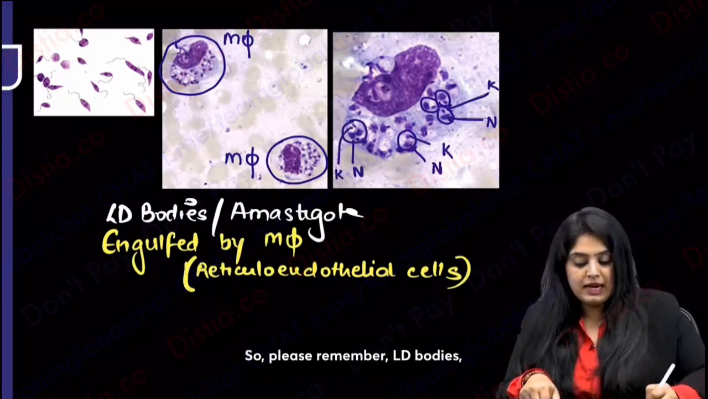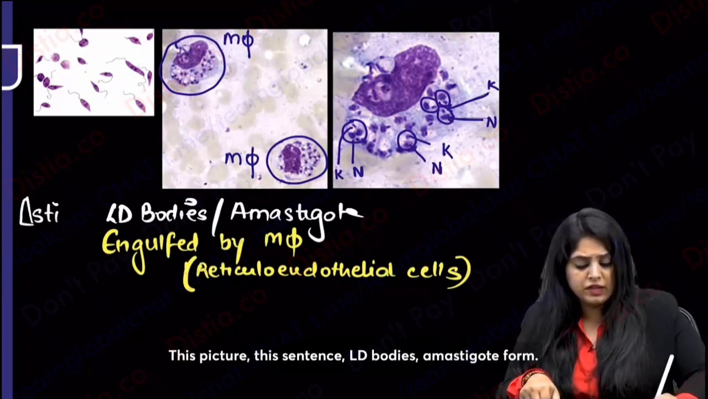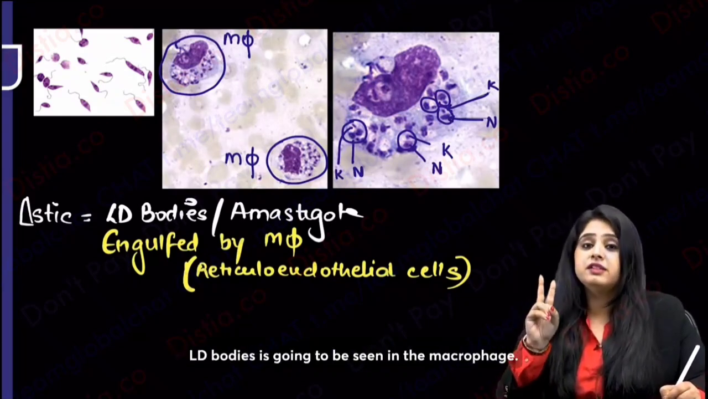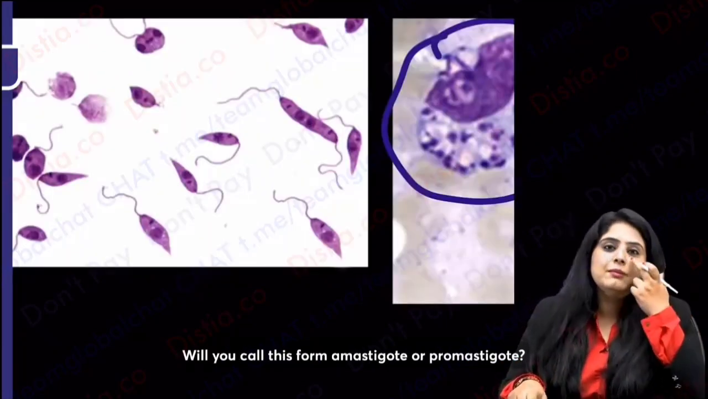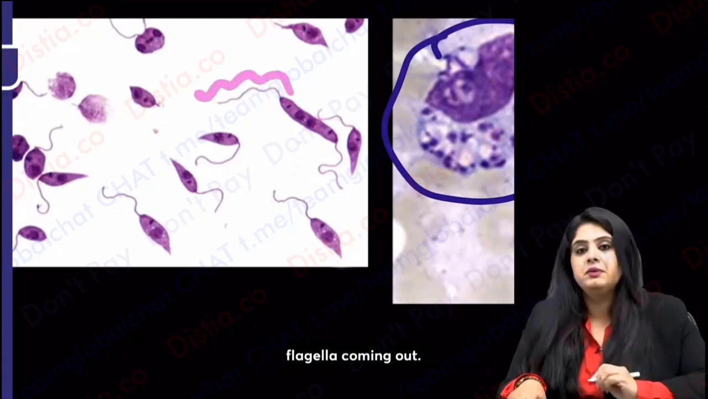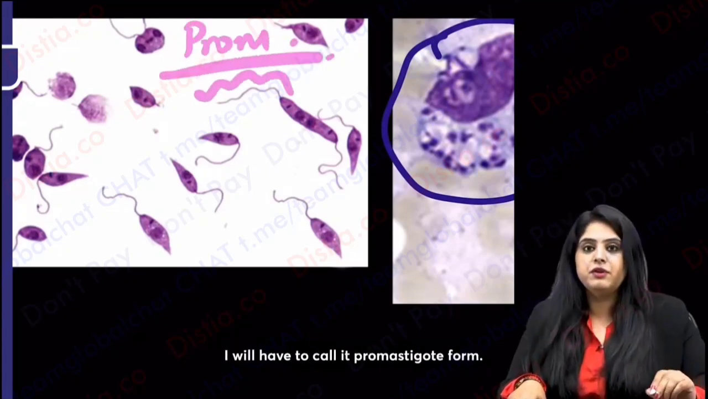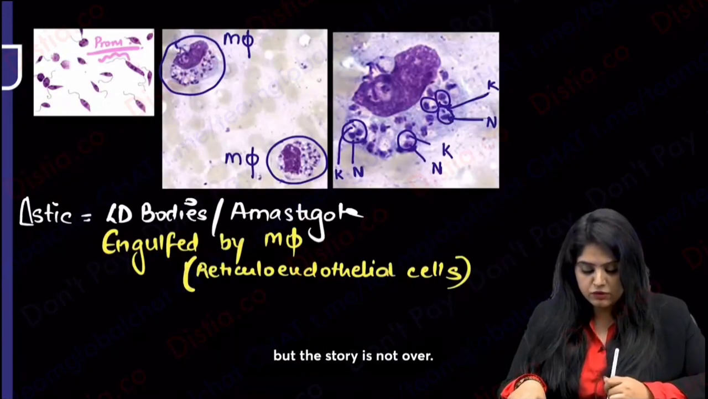So please remember LD bodies. This is very, very important. This picture, this sentence: LD bodies is the amastigote form. LD bodies are going to be seen in the macrophage. And for reference, I've got you this one. Will you call this form amastigote or promastigote? You'll say, ma'am, there's a beautiful flagella coming out. I will have to call it the promastigote form. Simple for everyone. You've done the diagnosis by looking at it, but the story is not over.